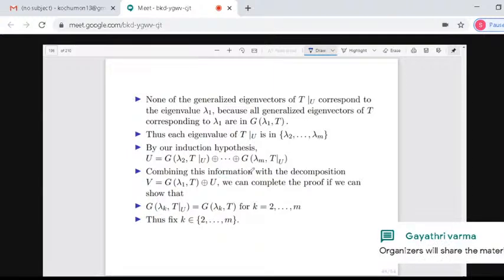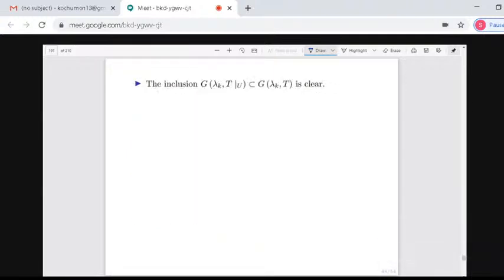Fix k, we take one of them. The inclusion one way is obvious: G(lambda k, T restricted to U) is contained in G(lambda k, T), because if you take any generalized eigenvector here, it will be a generalized eigenvector here also. To prove the inclusion in the other direction, suppose v is in G(lambda k, T). We take a v here. Then what do we get?